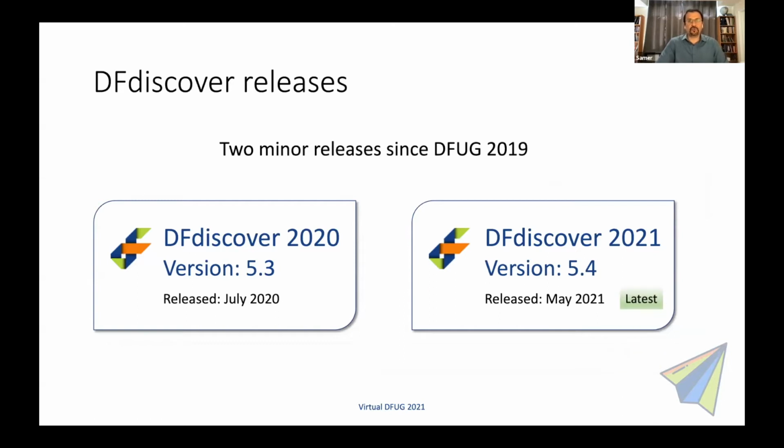So we have had 2 releases since DFdiscover 2019. DFdiscover version 5.3, which was released in 2020, and version 5.4, which was recently released in May of this year. Many improvements and updates have been made to DFdiscover in these 2 releases. Changes were made across the board, from the DFdiscover server to desktop applications, as well as DFweb and the DFcollect mobile application, along with enhancements to the DFdiscover API.